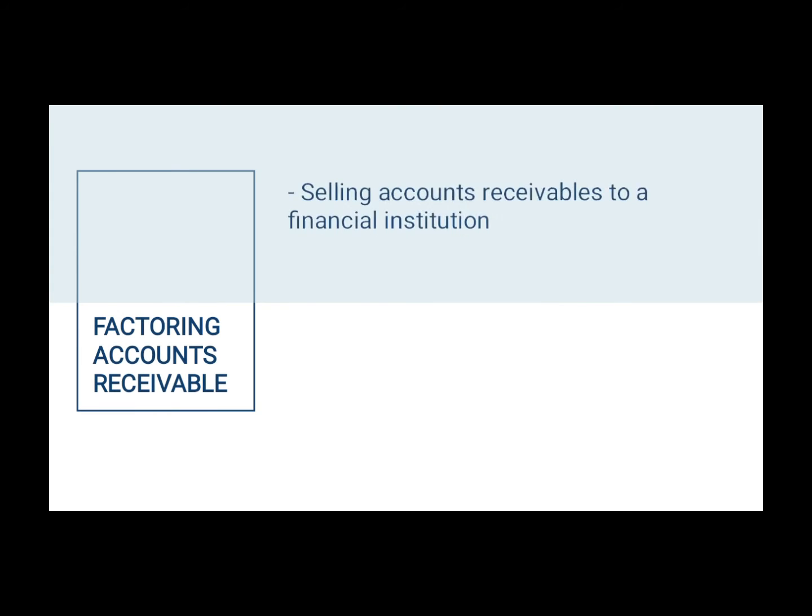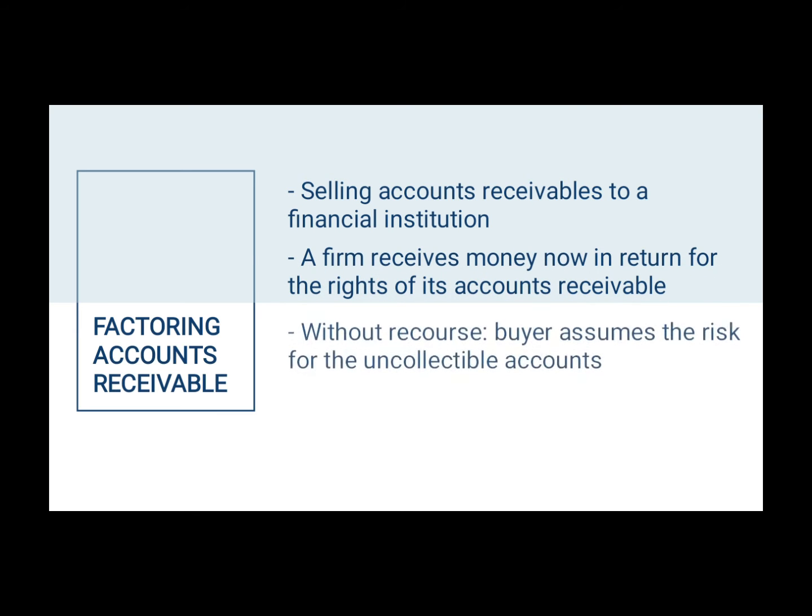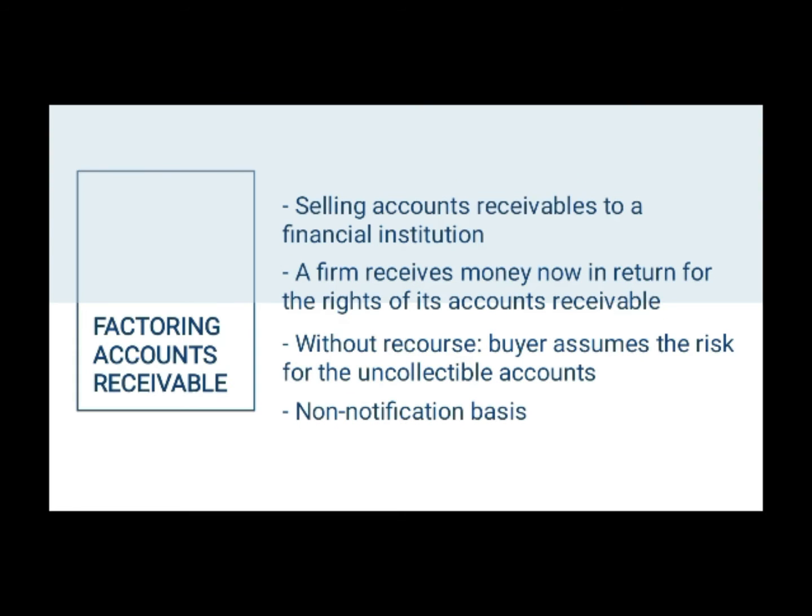Another way of using accounts receivable as collateral is factoring the accounts receivable. So simply, it is selling accounts receivables to a financial institution known as factor. For this, we receive money now in return for giving the right to collect that accounts receivable to somebody else, maybe a collecting agency or a bank.